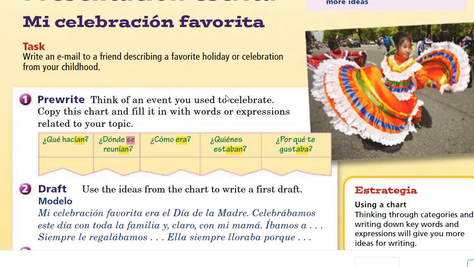Okay? And then you're going to narrate that photo in your responses to these 5 questions. Let's go over those together. ¿Qué hacían? What did you do? Or what did you used to do to celebrate that special occasion? ¿Dónde se reunían? Where did you get together to celebrate that special occasion? ¿Cómo era? What was the occasion like? How would you describe it? ¿Quiénes estaban? Who was there to celebrate with you? And ¿por qué te gustaba?